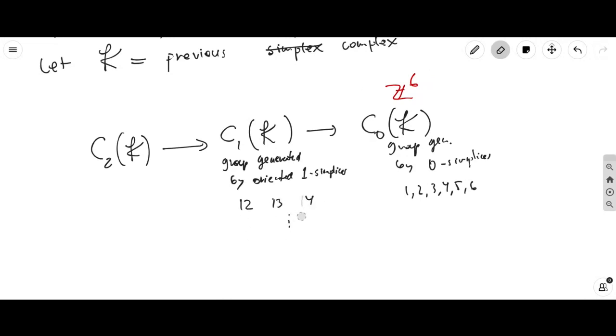Now, for the 1 simplices, if you carefully look back at the triangulation, you will notice that between any two vertices, you have a connecting edge. So the group would be Z^15, because 6 choose 2 is 15.